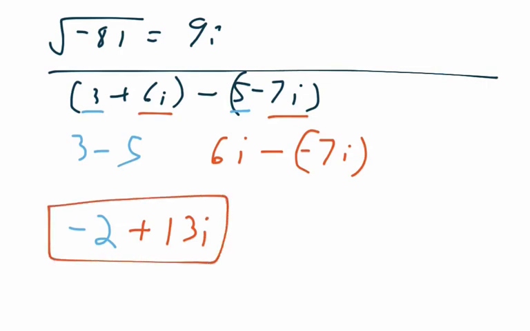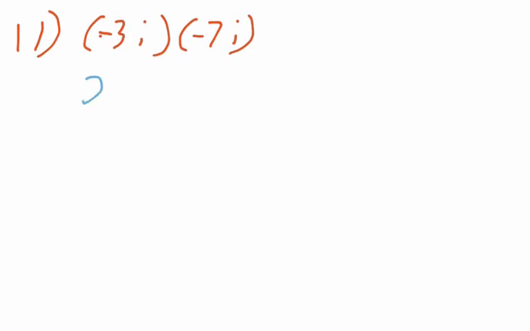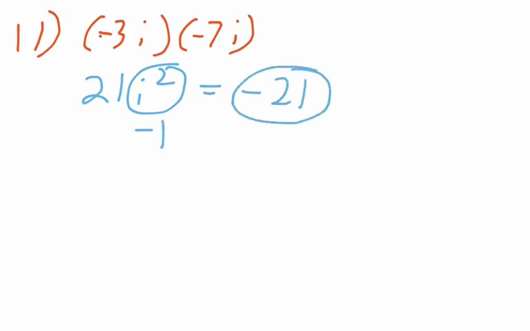And that's it for number 10. For problem number 11, we have negative 3i times negative 7i. Well, negative 3 times negative 7 is 21i squared. But anytime we have i squared, that's the same as negative 1. So that answer is negative 21.